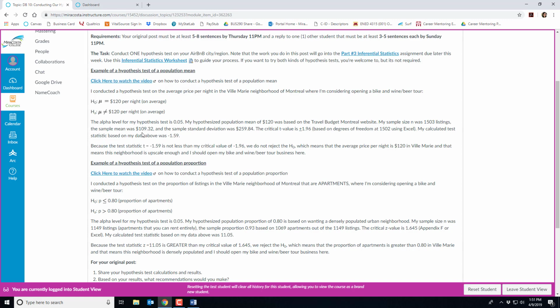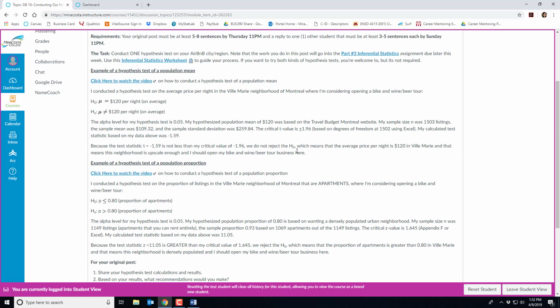My sample mean that I calculated was $109.32, and the sample standard deviation was $259.84. And then using Excel, I found critical t-values at plus or minus 1.96 based on a degrees of freedom of 1502. So when I plugged all these variables in, my calculated test statistic based on this data is negative 1.59. And then I'm using the critical value approach because the test statistic of negative 1.59 is not less than my critical value of negative 1.96.